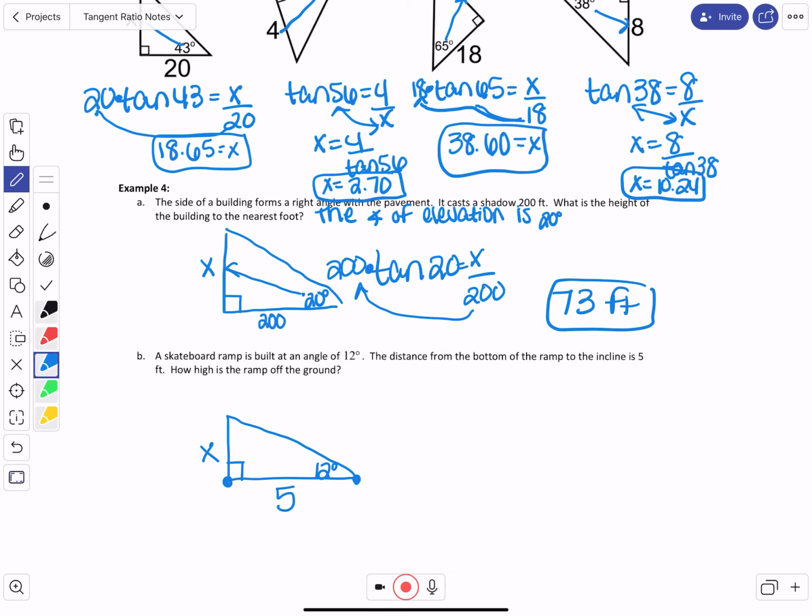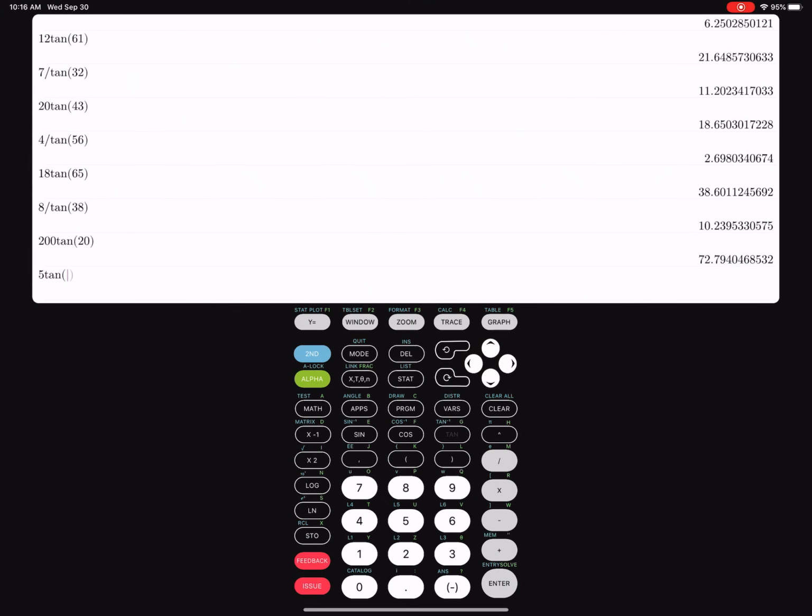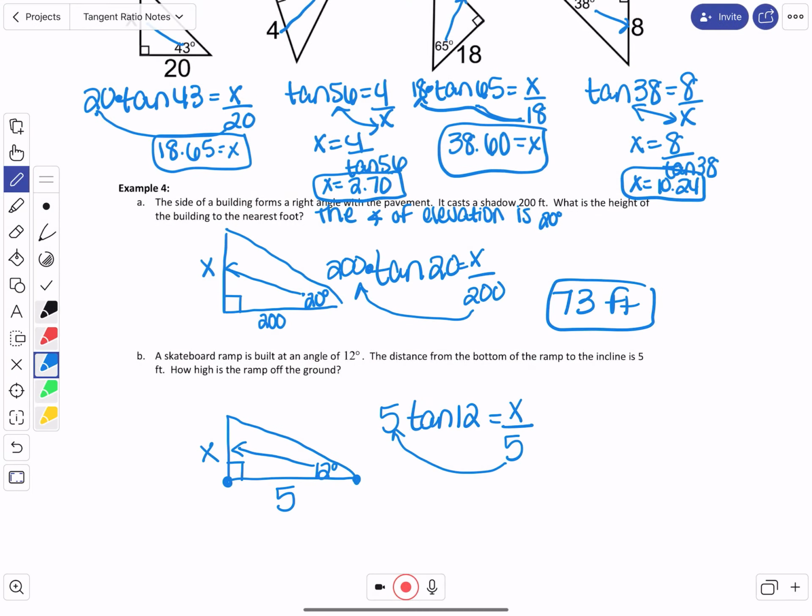Okay. So once again, we're dealing with tangent. The tangent of 12. Remember, your angle always goes right by your trig function. Okay. So keep that in mind as you're doing these problems. All right. Go across the triangle. That's always your opposite. And then 5 is your adjacent. We move 5 over here. So 5 times tangent of 12. And it's going to be 1.06. So it's about 1 foot off the ground. About 1 foot. And that concludes our notes.